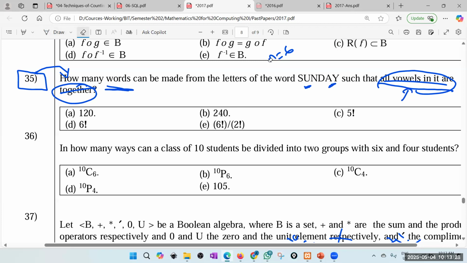Now we have 6 letters, but vowels must be together. What are the vowels here? U is a vowel and A is a vowel, and the others are not vowels. So if vowels always want to stay together, we can consider those two as one.